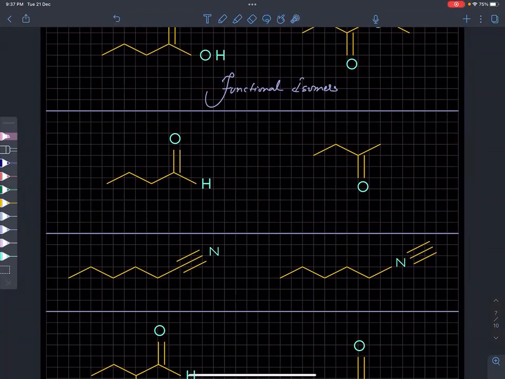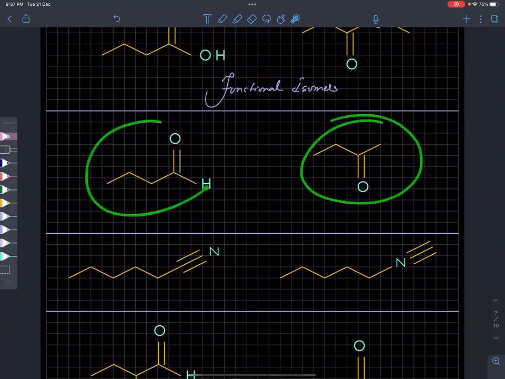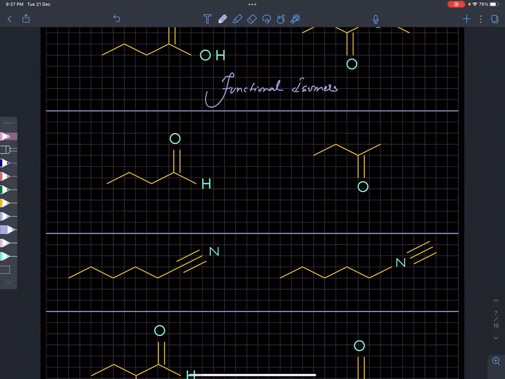These are isomers. See, 1, 2, 3, 4 carbons, and 1, 2, 3, 4. Yes, isomers, functional isomers. This is a ketone and this is an aldehyde.